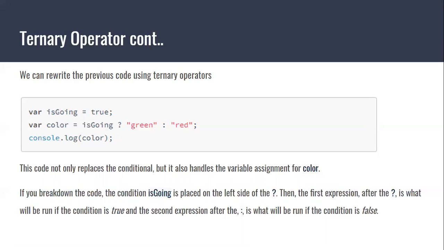That's what it does. So this code not only replaces the conditional, but it handles the variable assignment for the color, because the result of all this is going to give us back a value that is assigned to color. So if you break it down, the condition is placed on the left side of the ternary operator. I call it the Elvis operator. The ternary operator, then the first expression after that question mark is what will be run if it's true. The second expression after the question mark is what will happen if the condition is false. So if is going is false, then it's going to skip green and it's going to return red. If it's true, it's going to evaluate the true, and this would be the condition as if it was if true, then do this case, else that case.